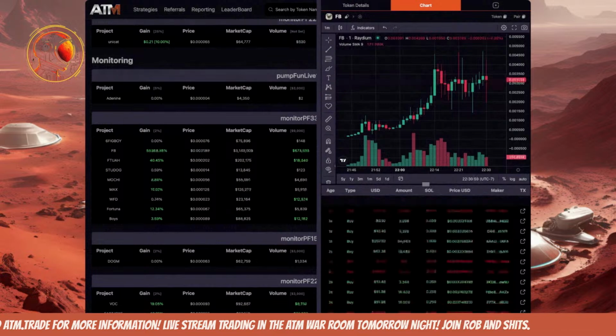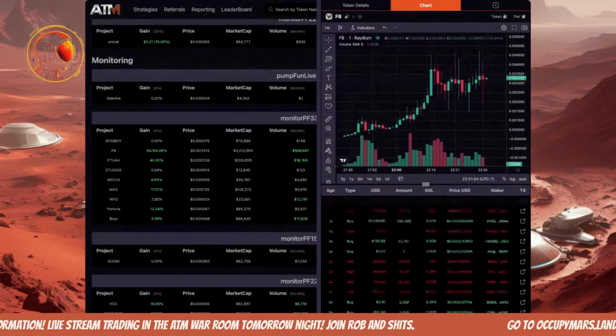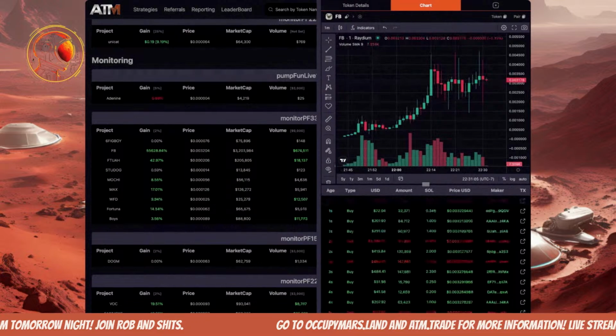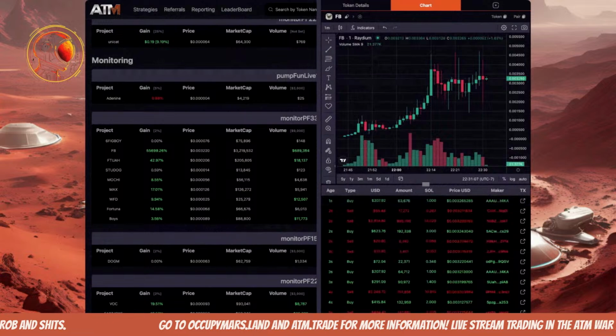There is a way to get discounts on the fees on the ATM. Now, the ATM charges the same fee as Photon, the same fee as BullX or Unibot or any of them.